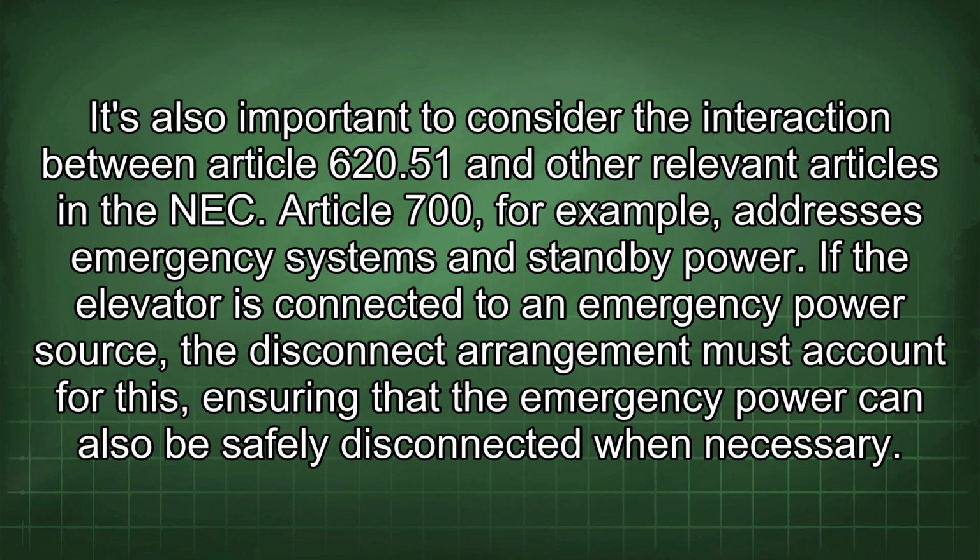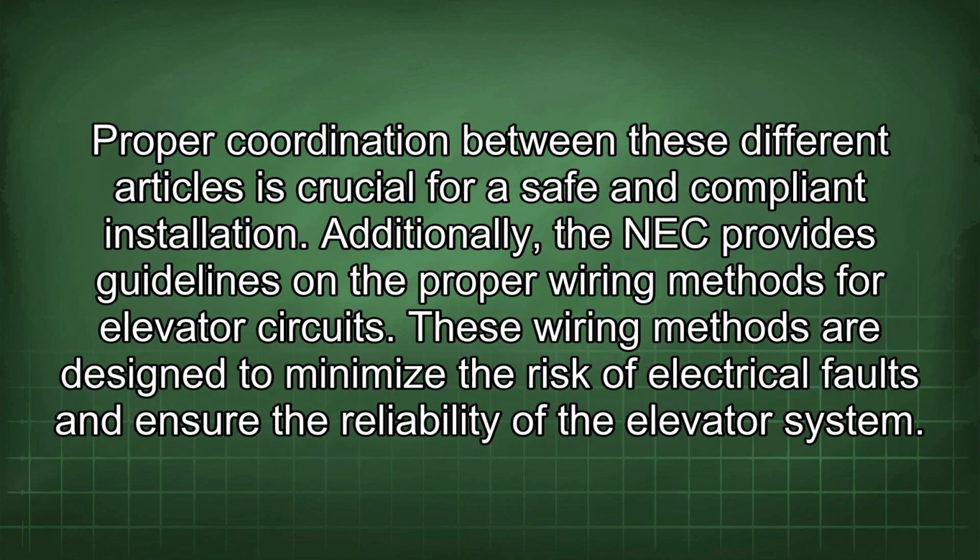It's also important to consider the interaction between Article 620.51 and other relevant articles in the NEC. Article 700, for example, addresses emergency systems and standby power. If the elevator is connected to an emergency power source, the disconnect arrangement must account for this, ensuring that the emergency power can also be safely disconnected when necessary. Proper coordination between these different articles is crucial for a safe and compliant installation.